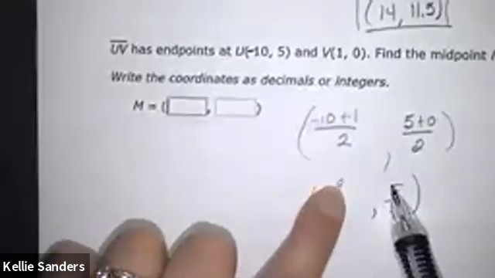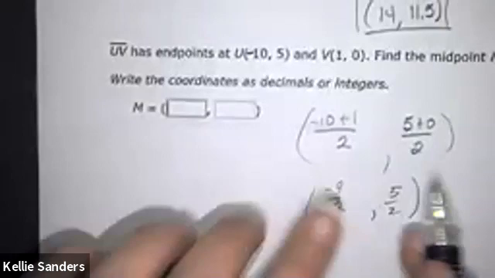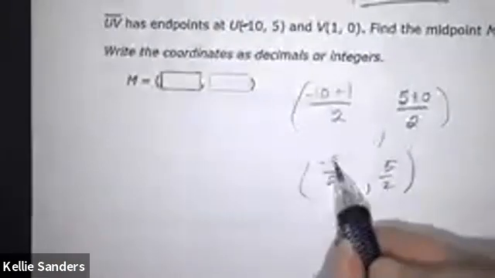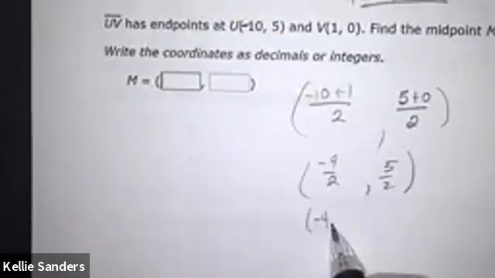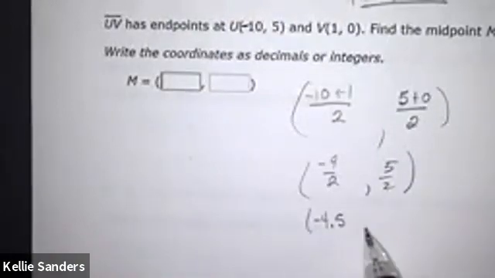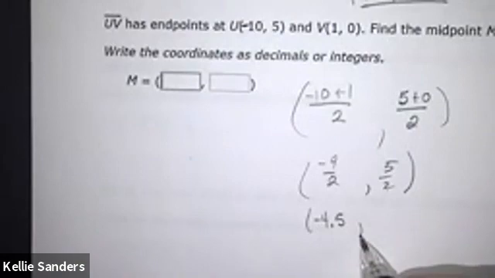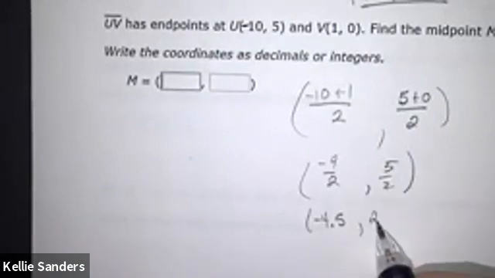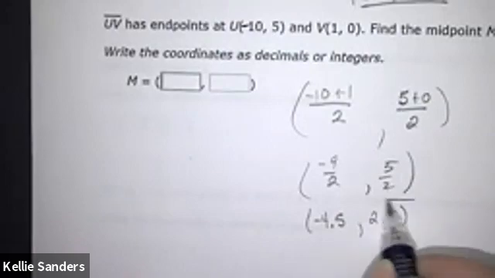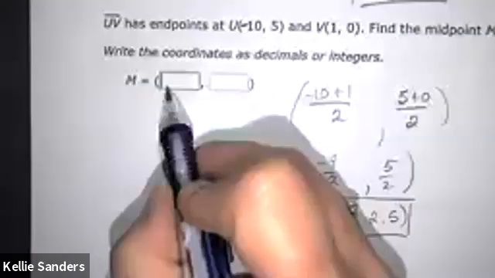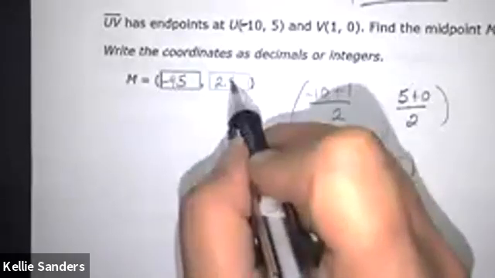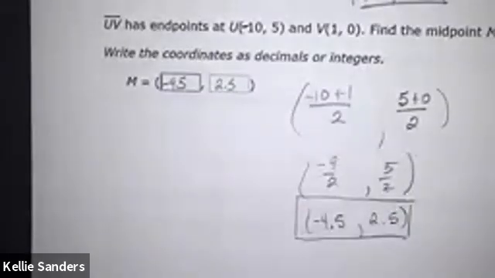Both of these are odd. That's over 2. So that means that it's not going to be a nice, pretty number. 2 goes into 9 4 times with 1 left over, which means it's a half or 0.5. 2 goes into 5 2 times with 1 left over. A lot shorter than the last one. Let me know if you need help.